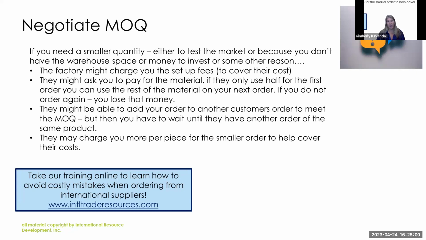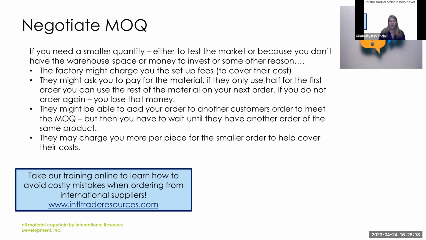They might ask you to pay for the minimum order quantity on the material. Let's say it's, again, 2,000 yards. So you might buy that material and keep the rest of it in their factory and use the quantity you need for the first order. That might be enough for them to agree to a smaller quantity.